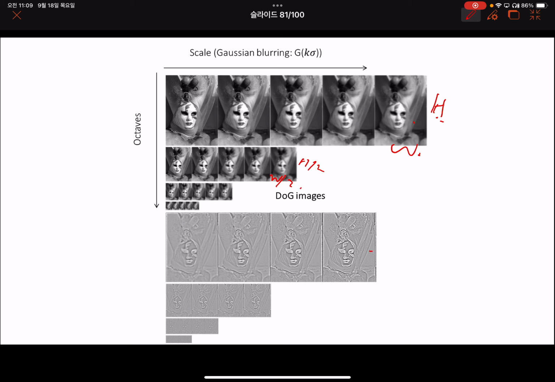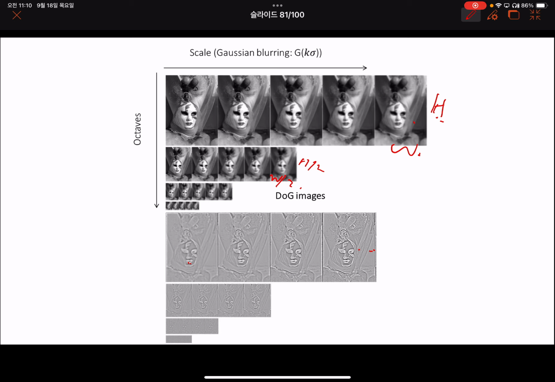And these are actual DoG images. As you can see, each DoG has different information. Here we can find more fine details. Here we can see more coarse texture and patterns. So we prepare all this before computing SIFT.